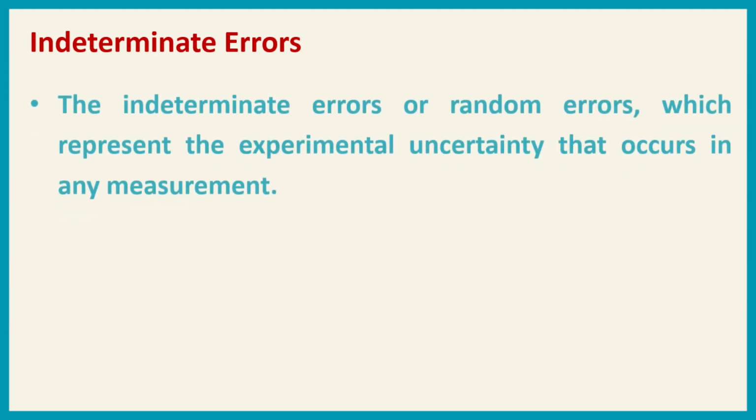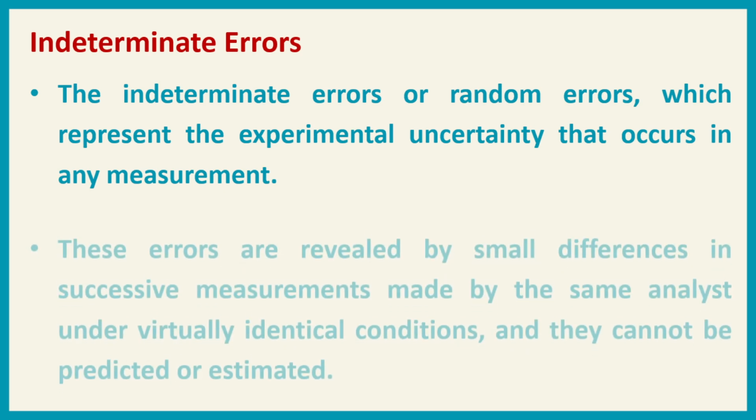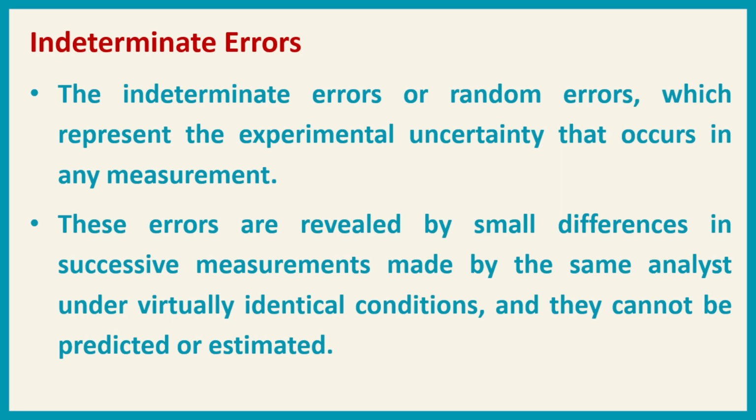The next type of error is indeterminate error. They are random. The indeterminate error, often called accidental or random error, represents the experimental uncertainty that occurs in any measurement. These errors are revealed by small differences in successive measurements made by the same analyst under virtually identical conditions, and they cannot be predicted or estimated.